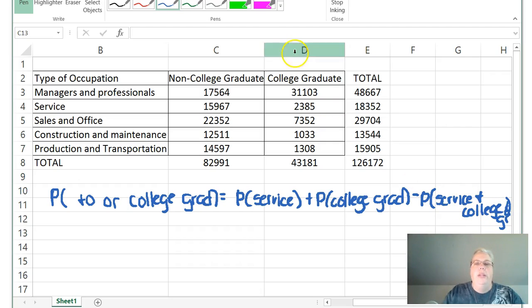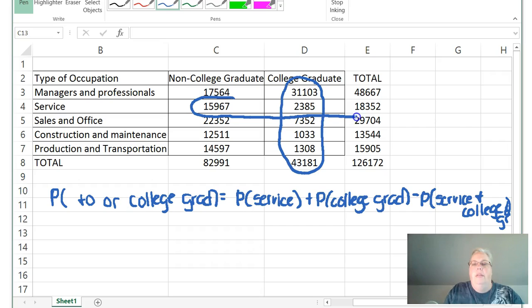Okay, and the reason is because all of our college graduates are going to be adding this column right here, or a total down there at the bottom, and our service occupations are going to be adding this row right here, or this total out here to the side. And you'll notice that right here in this area, this number 2,385 is used in both of those probabilities because it's included in the college graduate column and also in the service column.